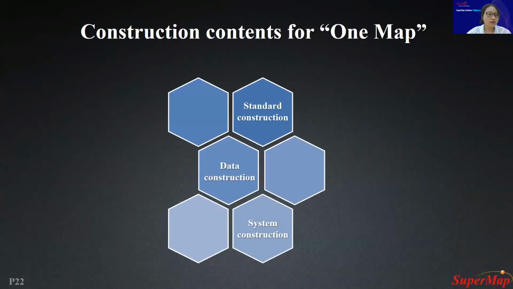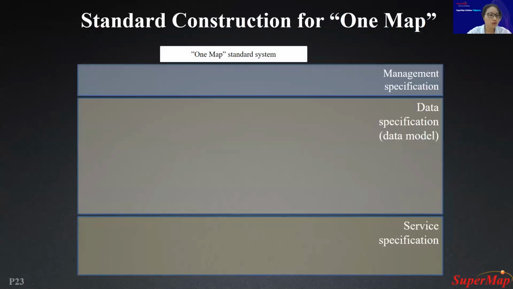Then let's look at how the platform should be built. The content includes three aspects: standard construction, data construction, and system construction. Let's firstly have a look at how to realize standard construction. There are three parts: management specification, data specification, and service specification.